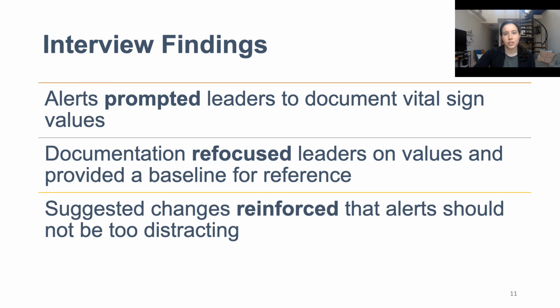In our interviews with clinicians, they discussed how the alerts reminded them to document the vital signs. They explained how they started documenting vital signs earlier in cases, and as a result, started seeing fewer alerts. One leader discussed how documenting the vital signs refocused them on the values, and that documenting the values earlier in cases provided a baseline that they could reference later. We also asked the clinicians if they had any suggested changes to the alerts. One leader described that they liked the pulsing alert better than the drop-down alert because they found the drop-down alert to be too distracting and worried that it could take away from patient care.